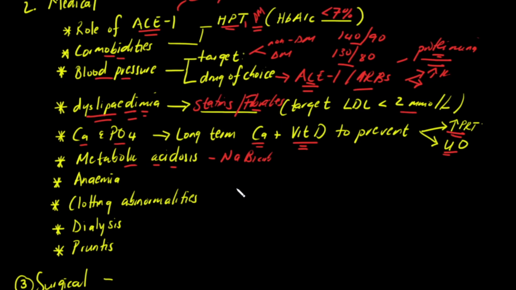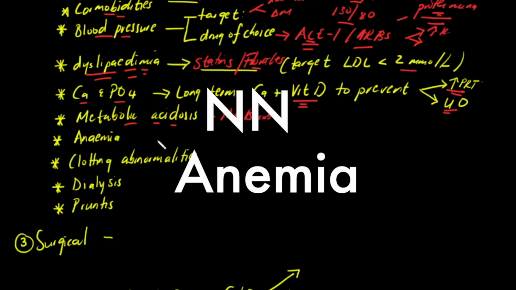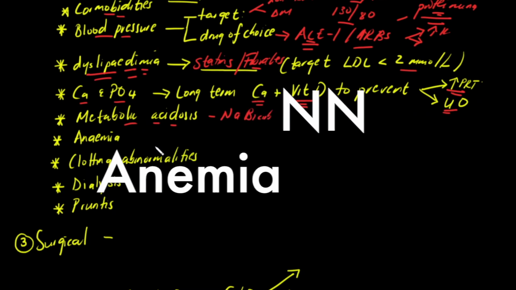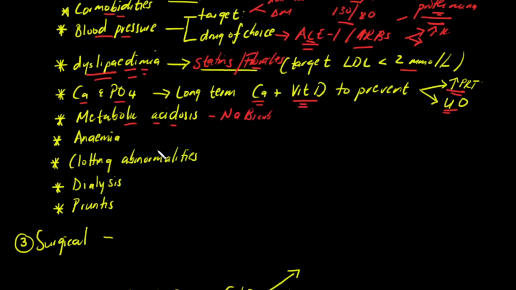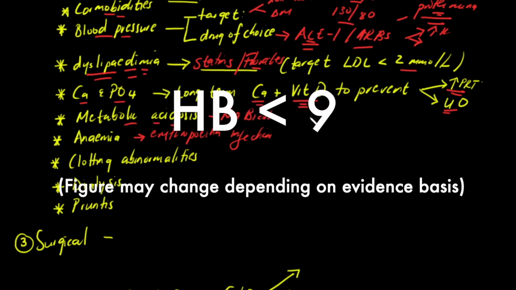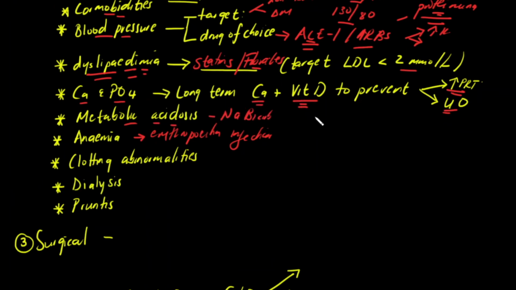Now remember, in CKD they get normocytic normochromic anemia because of erythropoietin deficiency, which is the primary cause. There are other causes of that. However, the primary cause is erythropoietin, and so if it's erythropoietin deficiency, you give erythropoietin injections. They are quite expensive. However, if your HB is less than 9, you have to give erythropoietin injection, and you have a target of anywhere between 9 to 10.5 grams per deciliter.